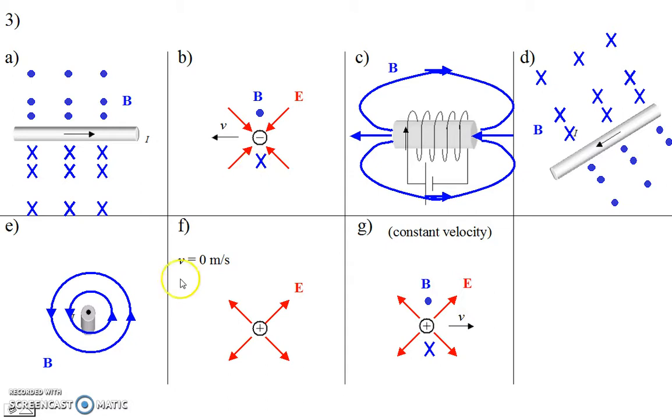So what about letter F? Does it create a magnetic field? Well, of course it doesn't, right? Because the velocity is 0. And so we could see that charges, objects that have a net charge, create an electric field. If they're moving, they also create a magnetic field.